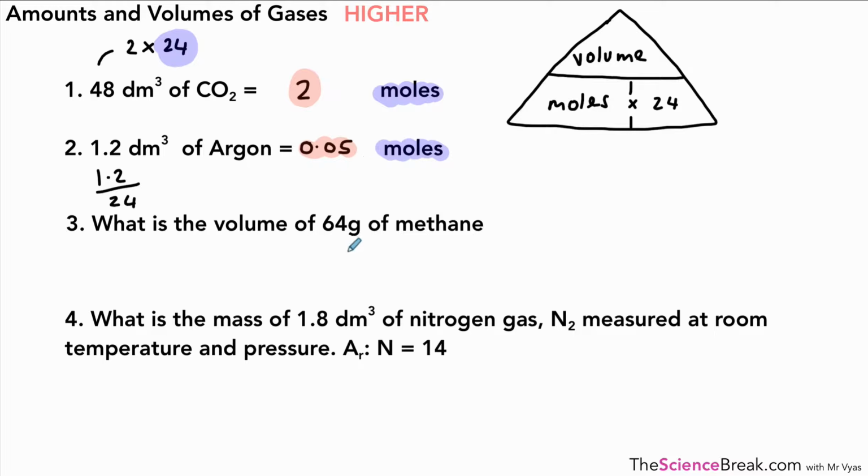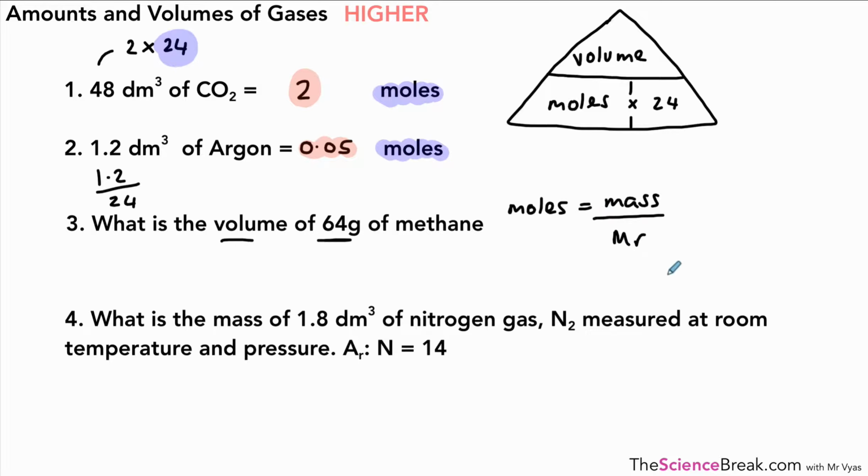In the third question, we've actually got a mass of methane and we want to work out the volume that mass of methane occupies. Now we can't use our formula triangle here because we don't know the number of moles and we don't know the volume. So we have to use the other equation that we had on the previous slide, that we've come across before in previous videos as well.